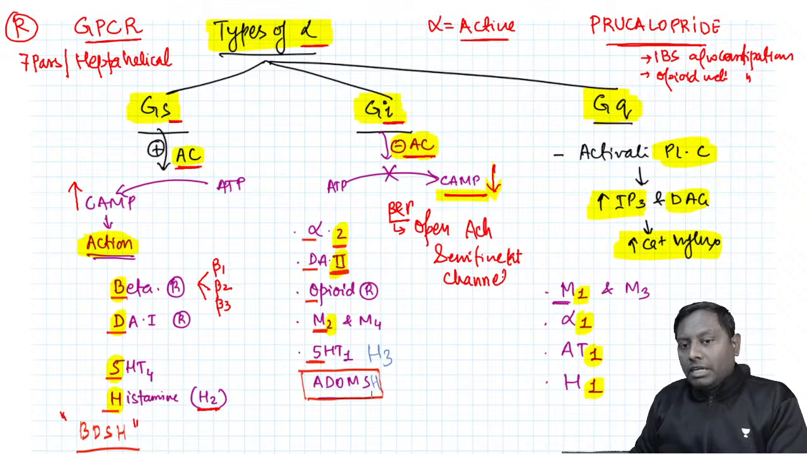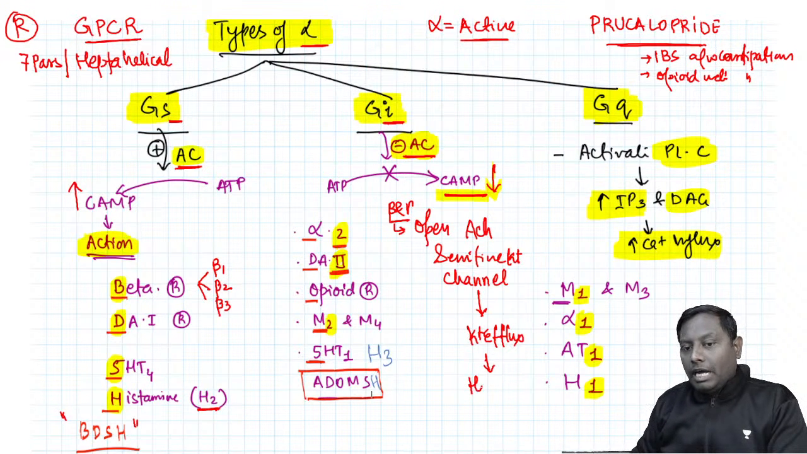You guys know well that whenever a potassium channel opens, what will be the direction of flow of potassium? There will be potassium efflux. Because of the efflux of potassium, there will be hyperpolarization. Please do not forget these two mechanisms of action.